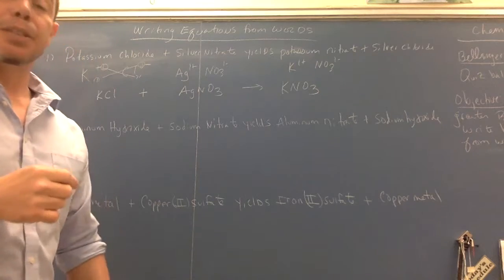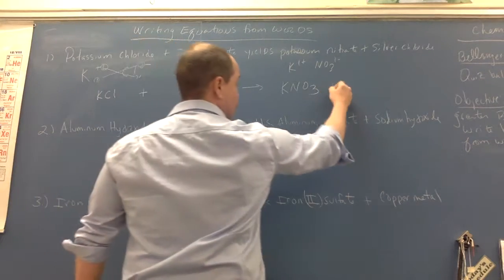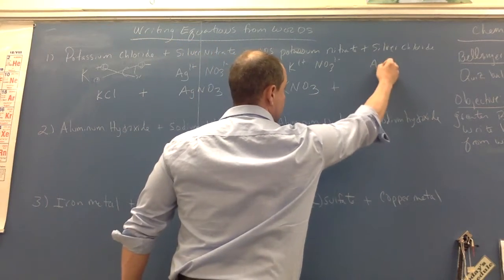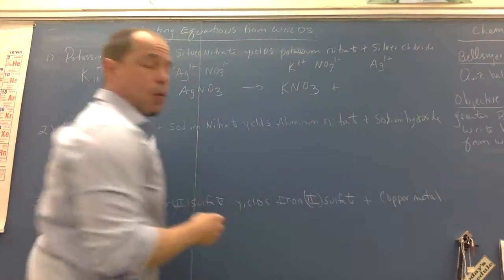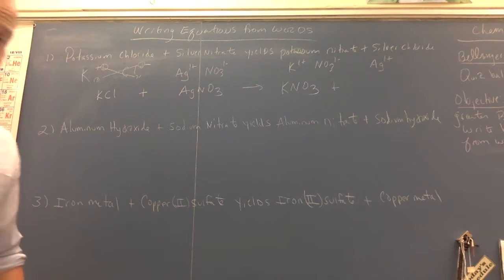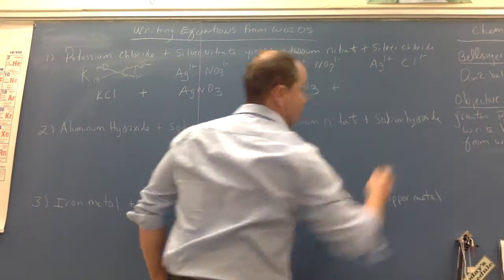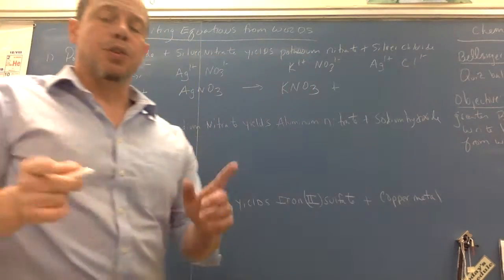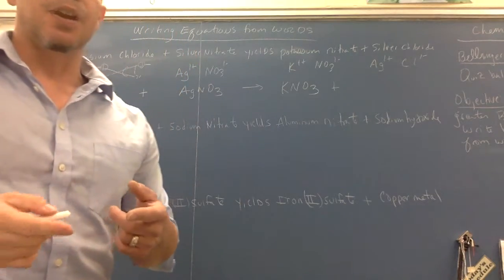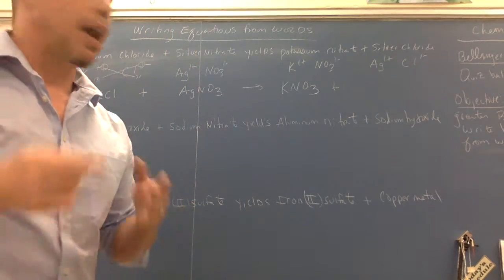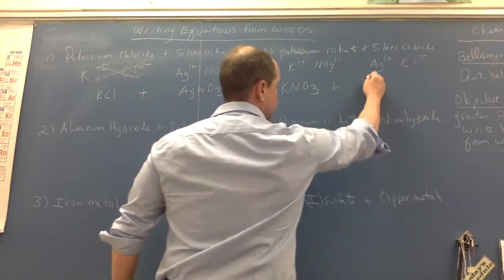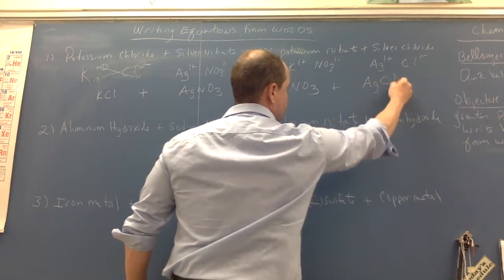Then we're going to add to that silver chloride. Silver, again, is Ag with a 1 plus charge. Chloride is Cl 1 minus. Once again, we have equal charges on both the metal and the non-metal, and that's going to allow us to cancel those charges out. So we're just going to write AgCl for silver chloride.